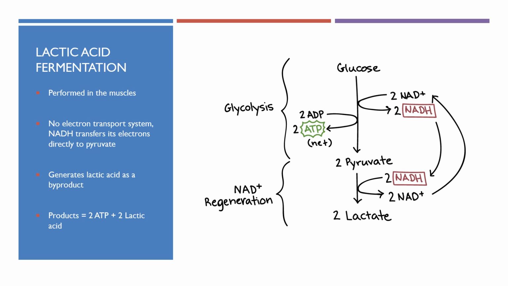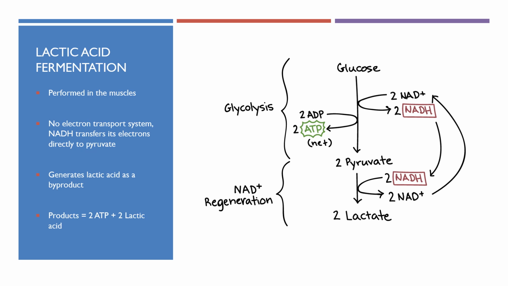So you can see here in this picture that as you're splitting glucose, once again into 2 pyruvate molecules, you get the production of 2 ATP again, net production of ATP. You invest 2 ATP and you get the net production of 2 ATP, and you also get the production of 2 NADH, so 1 NADH per pyruvate molecule.